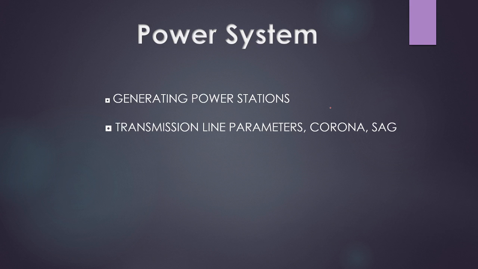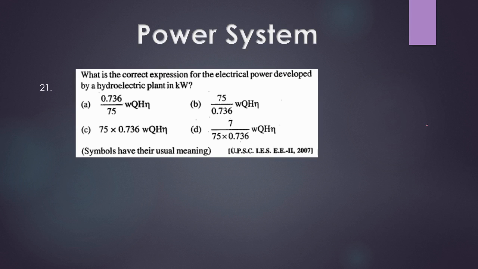Moving on to the next part, we will see power system. In power system, we will see generating power stations and transmission line parameters, corona and sag also. 5 questions from here, 5 questions from here. Let's see what are the questions.